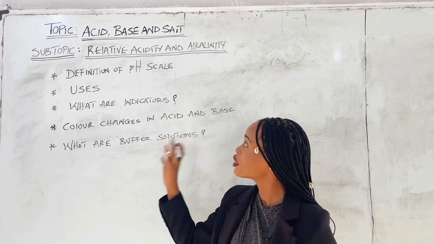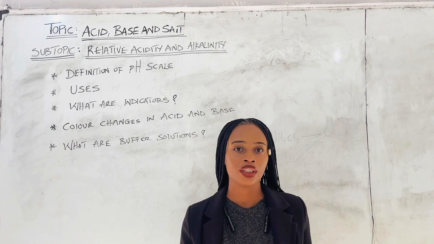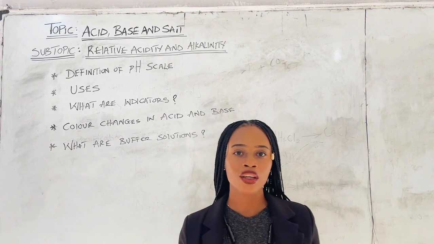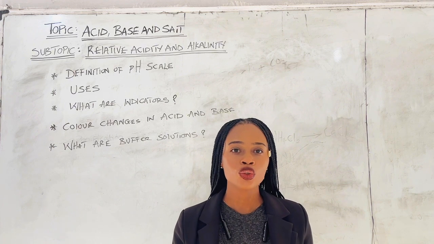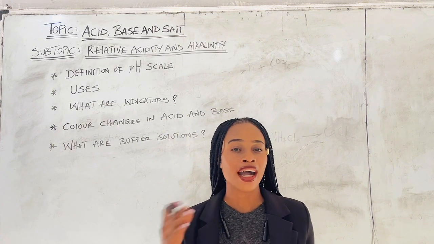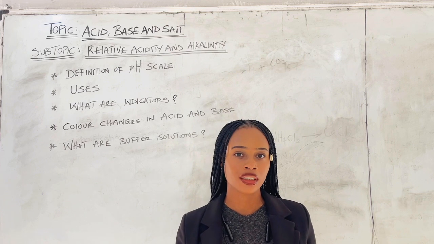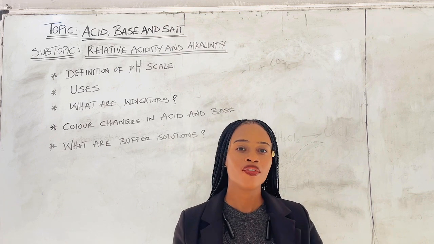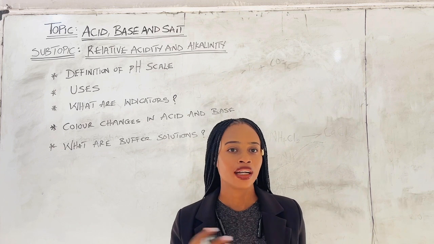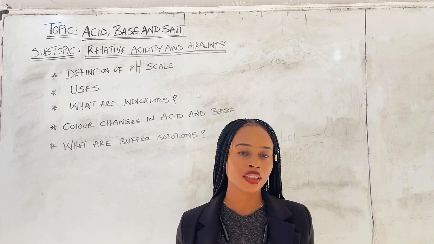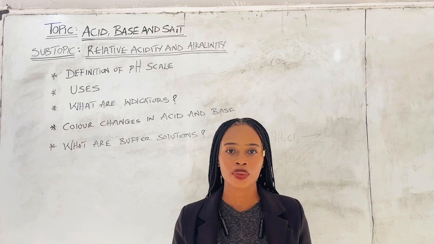The first thing we're talking about is the definition of a pH scale. Now, what is a pH scale? A pH scale is a scale of measurements used to determine the level of acidity and alkalinity of a substance. So in essence, a pH scale is used to measure the level of acidity or alkalinity of a particular substance. That is to say, how acidic a substance is or how alkaline a substance is.